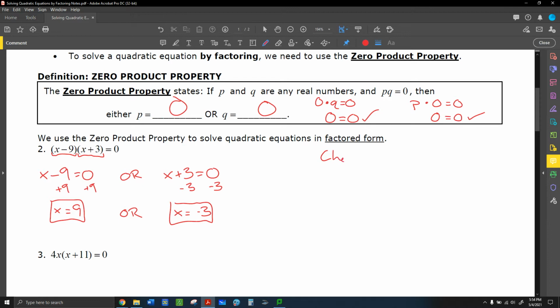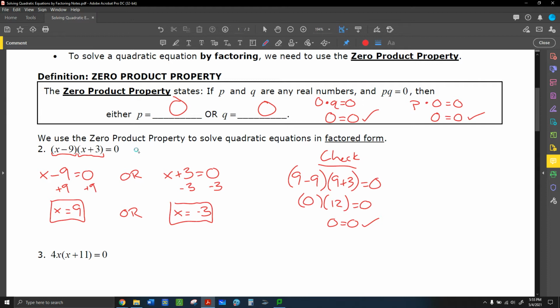Let's go ahead and check our work and make sure that these are solutions. So if we check x equals 9, if we plug in 9 for x, we get the quantity 9 minus 9 times the quantity 9 plus 3 equals 0. Well, 9 minus 9 equals 0, and 9 plus 3 equals 12. So we have 0 times 12 equals 0, which is true. So this is a solution.